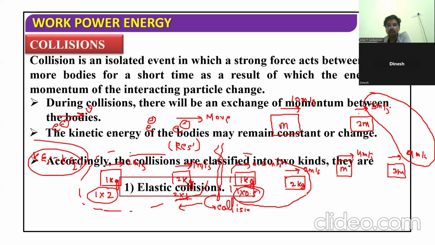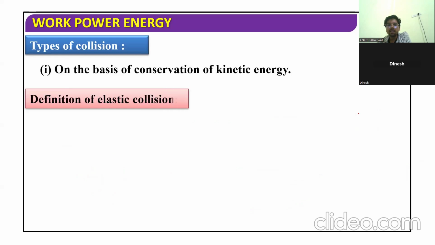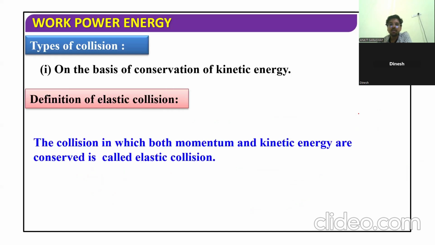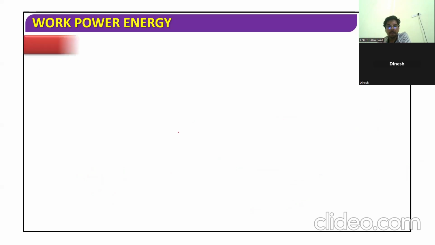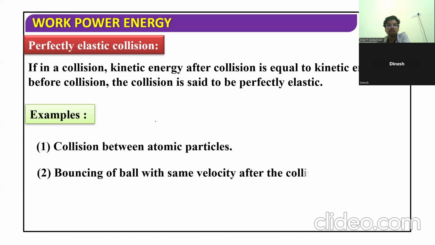So accordingly, collisions are classified into two kinds: elastic collision and inelastic collision. Now, on the basis of conservation of kinetic energy, the definition of elastic collision: the collision in which both momentum and kinetic energy are conserved. It's very important. Perfectly elastic collision: if in a collision the kinetic energy after collision is equal to the kinetic energy before collision, like collision between atomic particles.